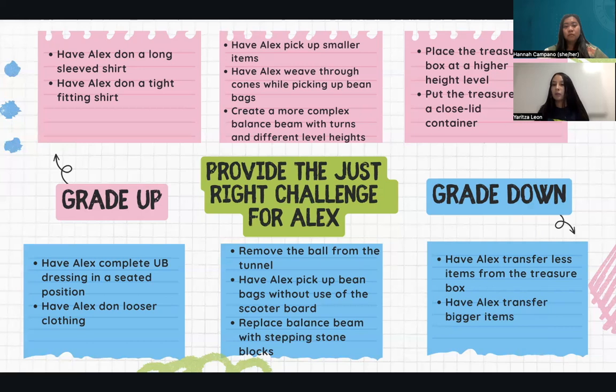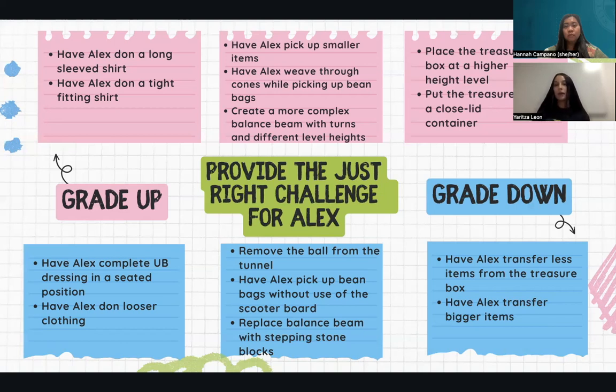To make it a little easier, we can remove the ball from the tunnel, so he's not going to have to reach as much and use as much upper body strength. We can have him pick up the beanbags without the use of the scooter board. And we can replace the balance beam with stepping stone blocks, as this requires less balance.